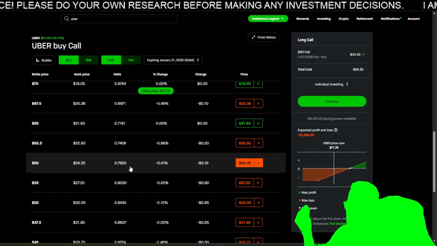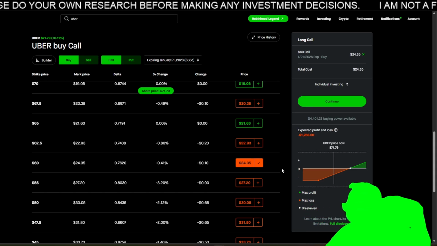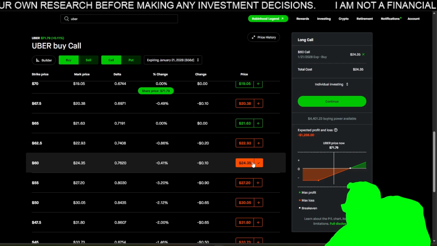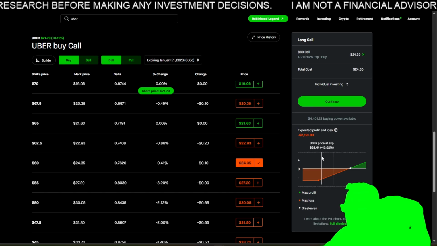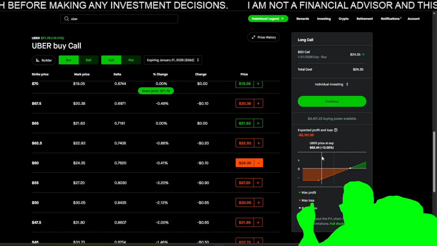Again, with LEAP options, you're looking at basically getting exposure and leveraging your portfolio. Because for me, I can say I have exposure to 100 shares of Uber for $2,400, and I can use the rest of the capital somewhere else if I want to and put that to work. And I still have the exposure instead of having to buy 100 shares at $7,000.